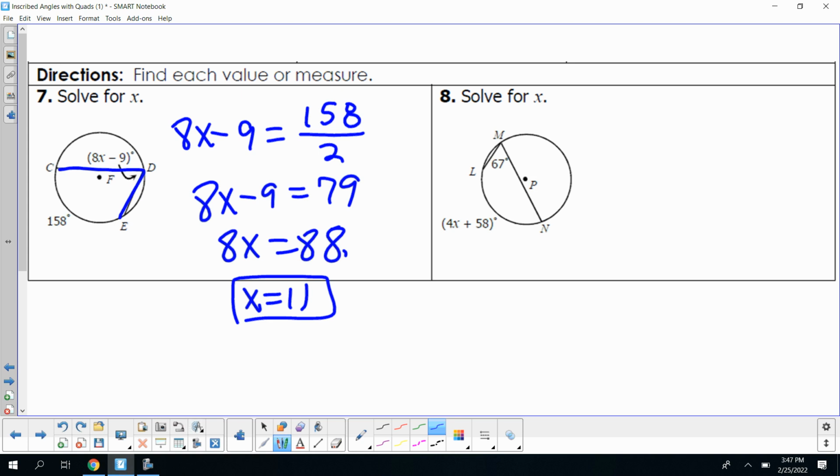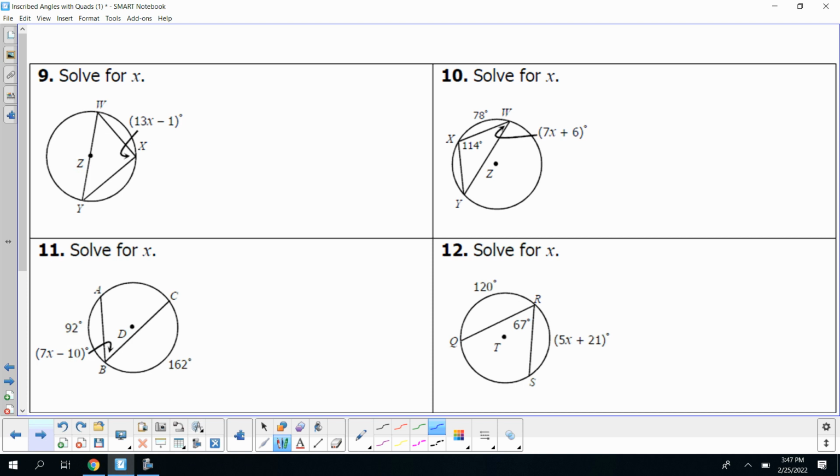Okay, let's go on and take a look at number 9. Again, they want us to solve for x. This is an inscribed angle that goes to the diameter right here, so that means that this angle is equal to 90 degrees. So I'll set that up as 13x minus 1 equals 90 degrees. So that gives me 13x equals 91, which gives me x equals 7.